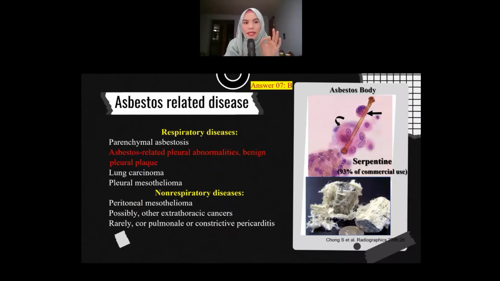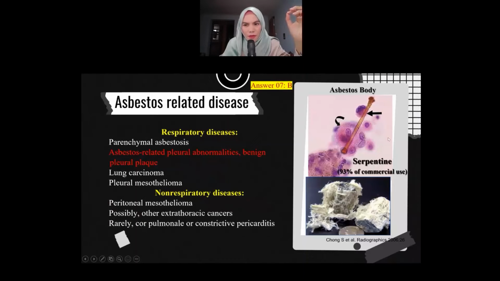The answer is B. Asbestos-related disease is a factor of respiratory disease like parenchymal asbestosis, asbestos-related pleural abnormality, or benign pleural plaque, which is the most common, and lung carcinoma and pleural mesothelioma. For non-respiratory disease, there is peritoneal mesothelioma, extrathoracic cancer, and rarely cor pulmonale or constrictive pericarditis.